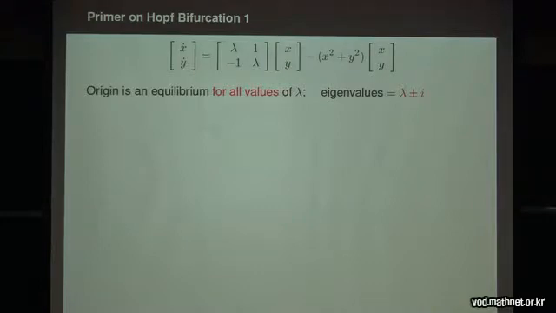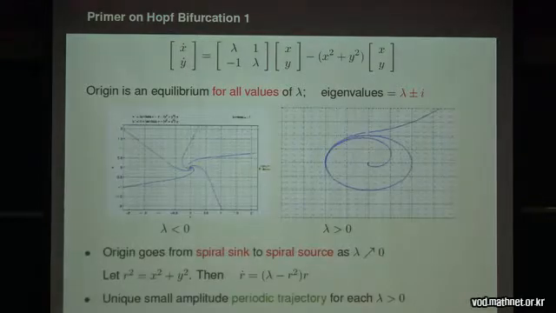Okay, no problem. But when lambda is positive, solutions spiral away from the origin for the linear term, but the nonlinear term is forcing you into the origin. How does that work out? Well, it works out that you get a periodic solution where from infinity solutions come in and go around the circle, and from here they go into the origin.